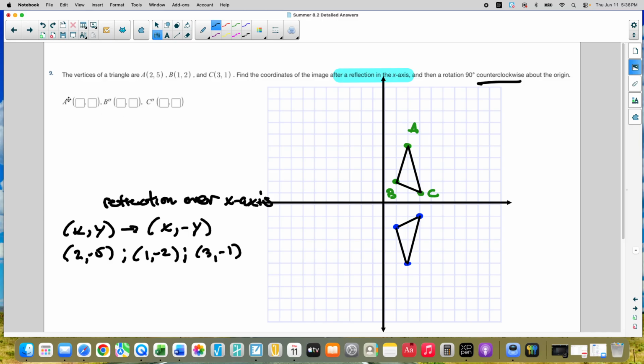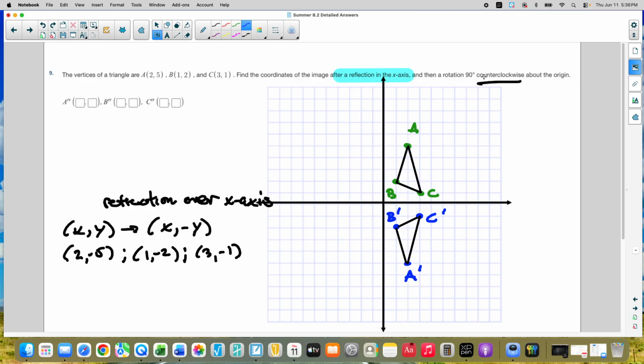This is not the answer because notice double prime. So this is going to be A prime. I like that they notated it double prime, telling me that I'm doing two types of transformations to it. So the first one gives me this. Now, mathematically, I could have just applied these rules back to back.